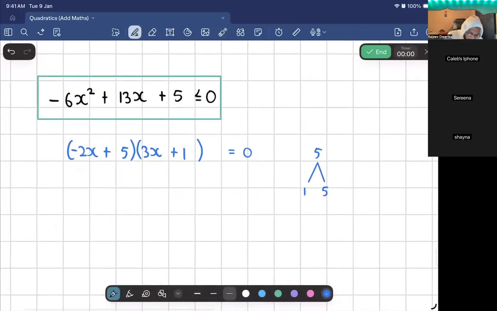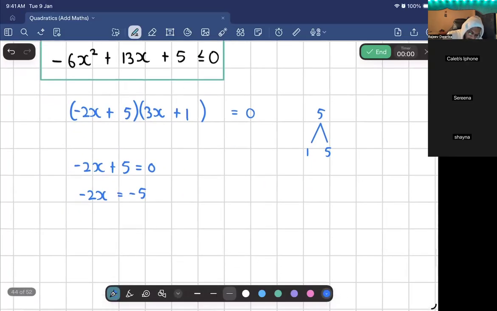Right? From here, Serena, we're going to say minus 2x plus 5 is equal to 0, right? And you'll say minus 2x is equal to what? Negative 5. And then I'll do what on both sides? Divide both sides by negative 2. Right? So your answer is x is equal to 5 over 2. So that's one of my roots.